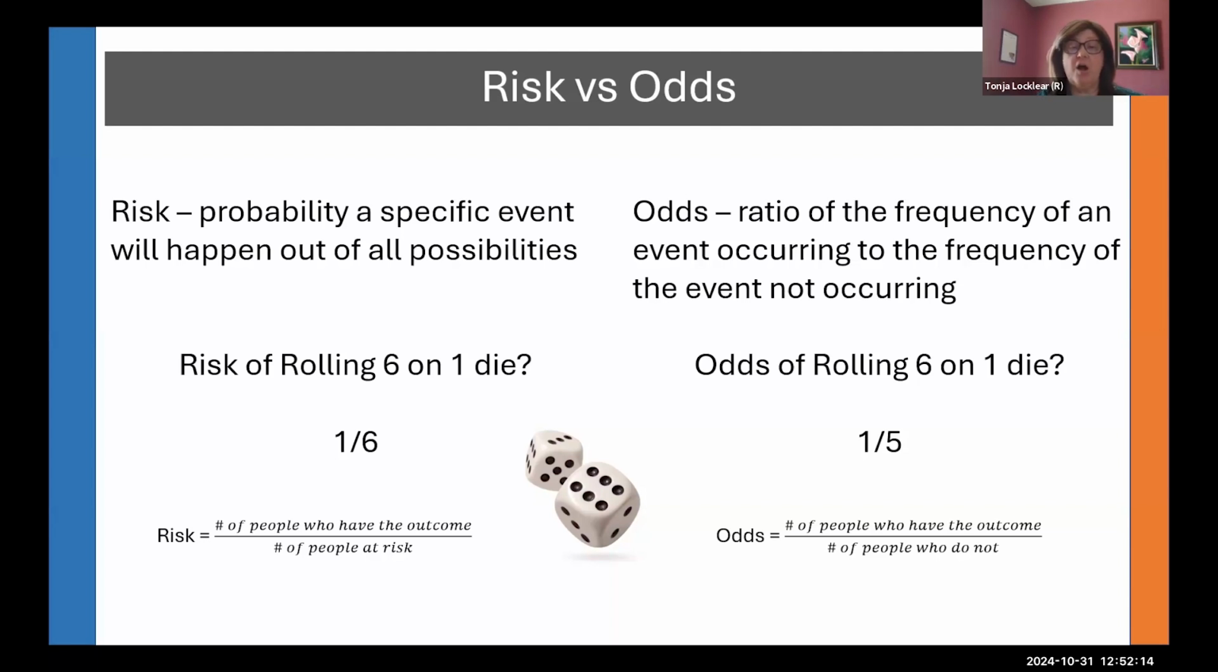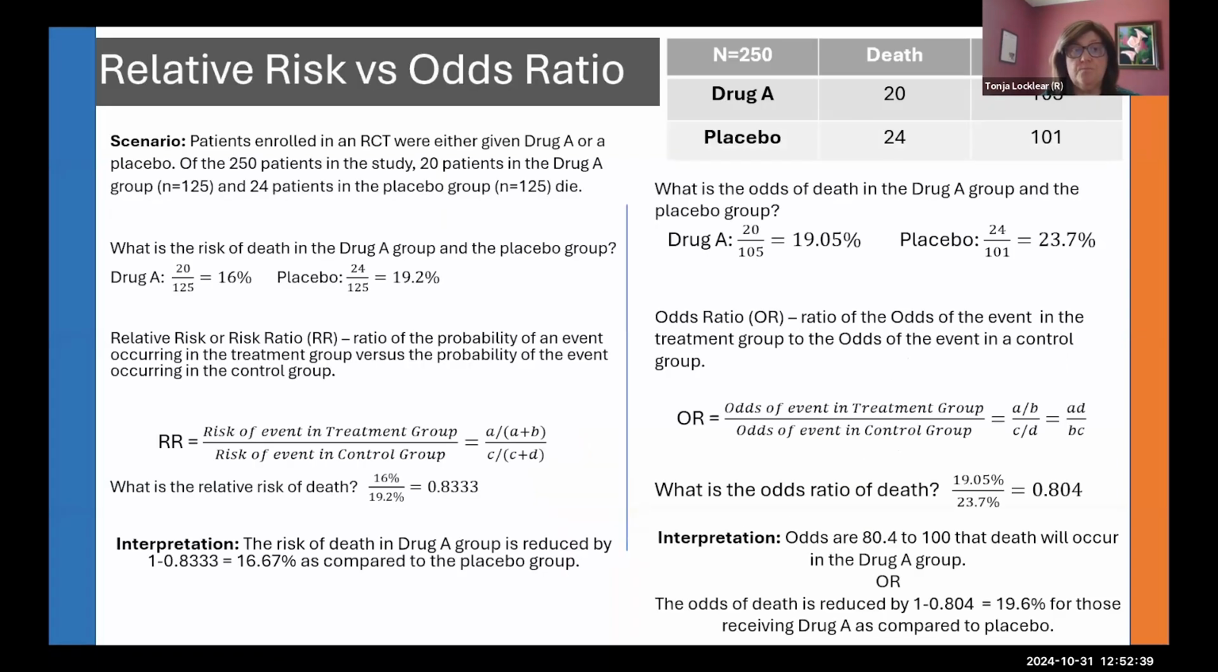So when you're calculating odds, it's the number of people who have the outcome over the number of people who do not have the outcome. A lot of times in mathematics, we would see odds written more with a colon in the middle, 1 to 5. But that's what it looks like, and those are the differences between those two values. And again, I think a die is a really quick example to keep those in mind.